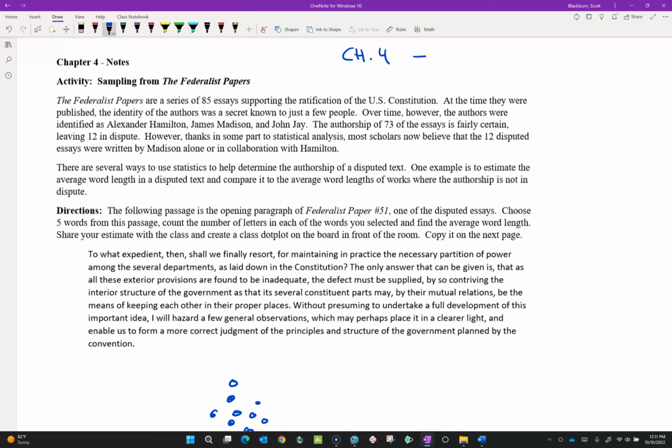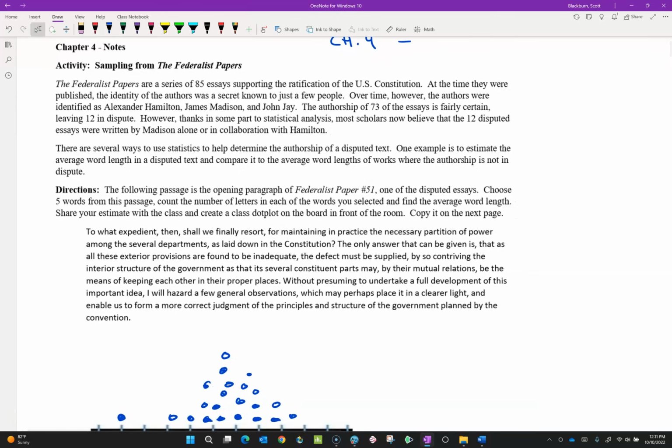All right, so to start off, we did a classroom exercise, or perhaps we did a classroom exercise in your class. The Federalist Papers. It's a series of essays in order to encourage people to ratify the U.S. Constitution. Basically, there were 85 essays. The authorship of 73 was known, however 12 were kind of unknown.